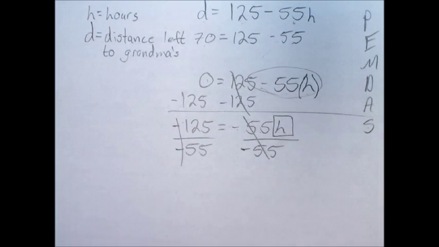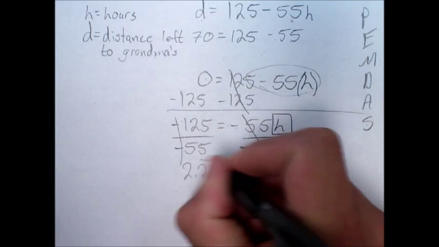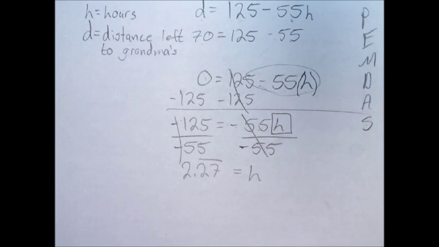I don't know 125 divided by 55. What is it? It's 2.272727. So 2.27 repeating. Now if I had a label on this, I would say 2.27 hours. Now most people aren't going to tell you 2.27 hours, right? They're going to tell you 2 hours and some minutes, right? So we would need to figure out what is 2.27 repeating in minutes. Does anybody know how to do that?